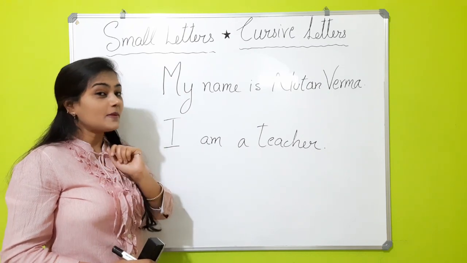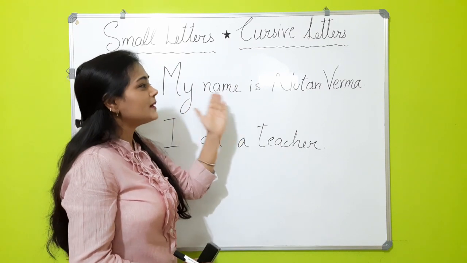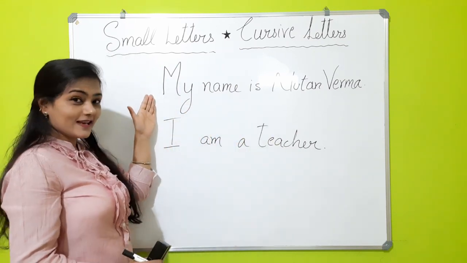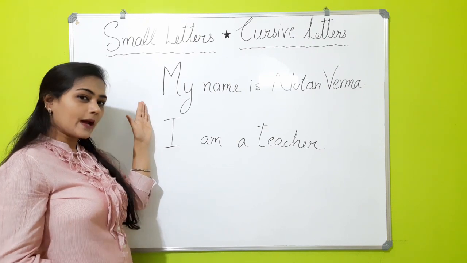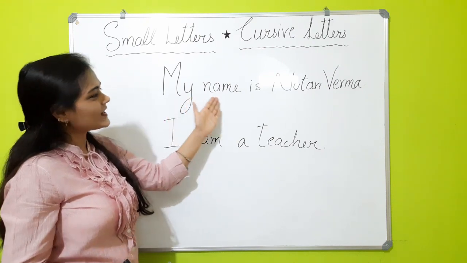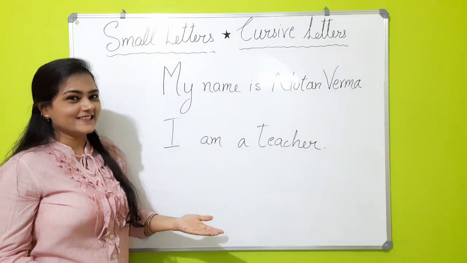Just as you always stay with your mama, these small letters, baby letters also stay with their mama letters. So these are mama letters. We call them capital letters also, and these are called small letters or baby letters.